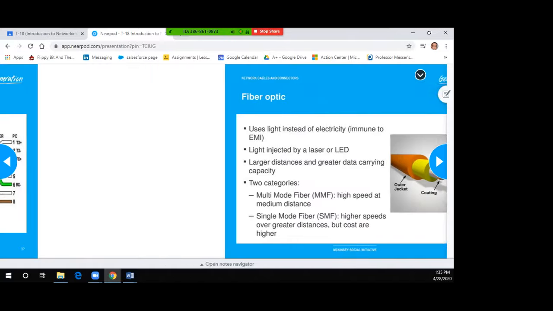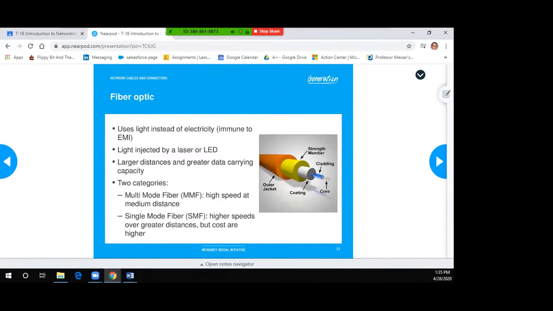Fiber optics. Now this medium, instead of using electricity, as we've stated so far, all of it has been copper, using electrical current to send your ones and zeros. The fiber optic uses light to send the signal. Obviously, this is great because it can go very, very large distances depending on if it's single mode or multi-mode, compared to copper, which has the limitation of only 300 feet or 325 feet or 100 meters, whatever you want to call it. This can go very, very long distances.